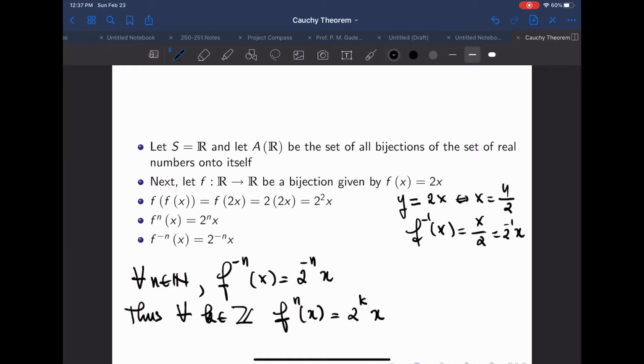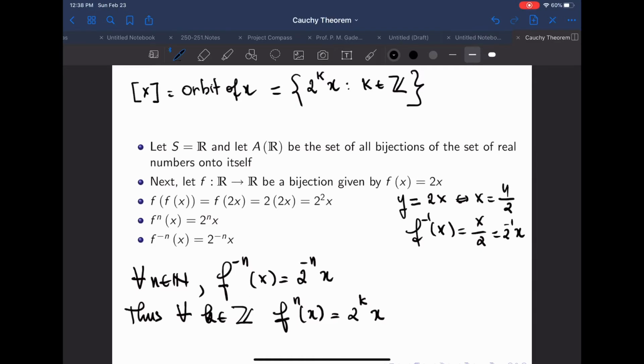So this tells us that the orbit of x, if we want to compute the equivalence class of x, will consist of all real numbers of the type 2^k times x, where k is an integer.